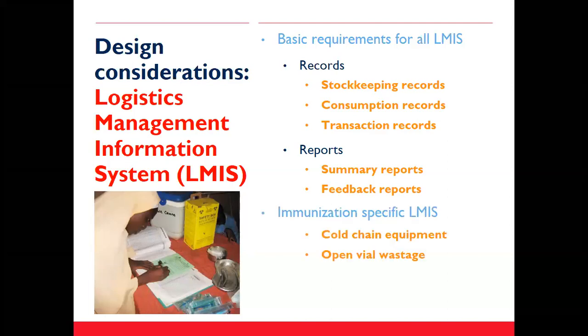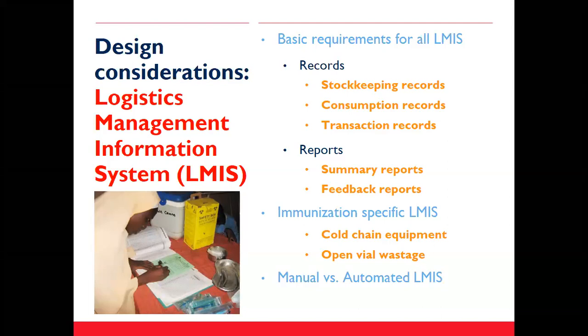Because immunization managers need additional information to monitor and improve the performance of the cold chain, additional temperature monitoring and cold chain equipment records are maintained, and those data are also reported, along with other data requirements such as open vial wastage. In all cases, only data that will be used to make decisions should be collected and reported.